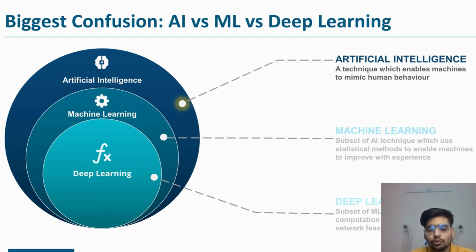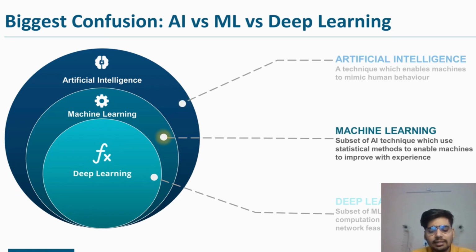Now there is a big confusion in AI: what is AI versus ML versus deep learning? Are these all similar? No. First, we have to understand artificial intelligence. Artificial intelligence is a whole, broad concept, a technique that enables machines to mimic human behavior. Whereas machine learning is a subset of AI in which statistical methods improve experience. It's a subset of current applications of AI.